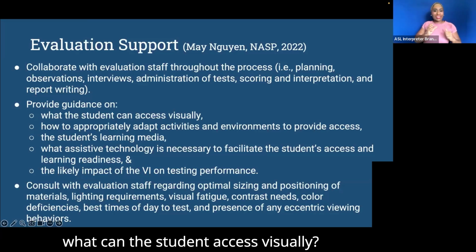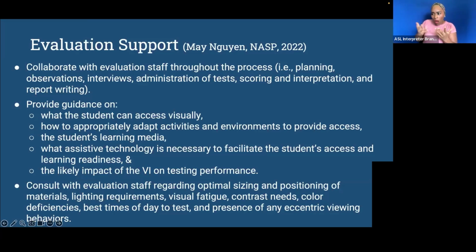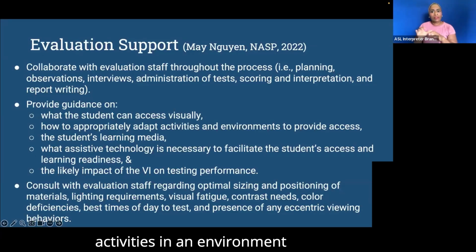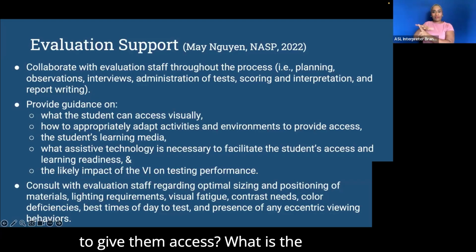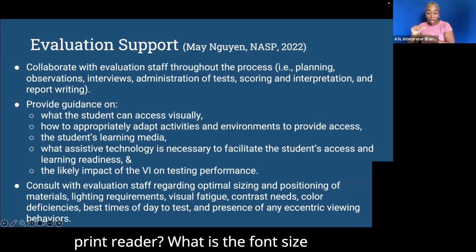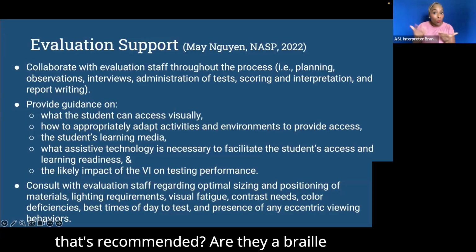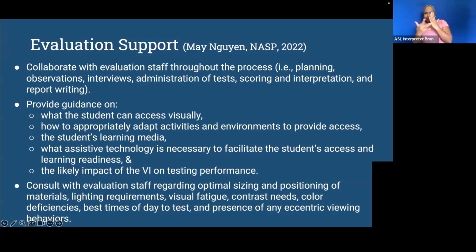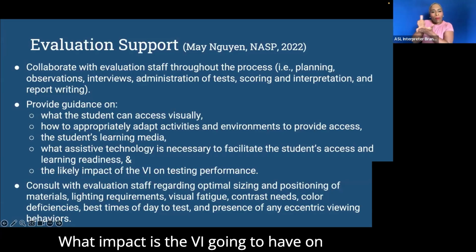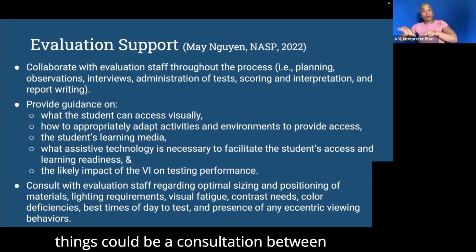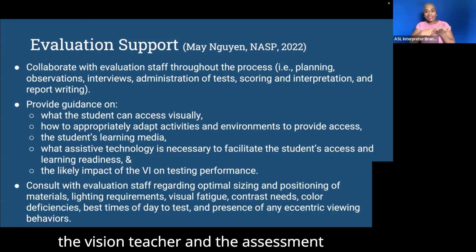The vision teacher needs to be right there alongside our assessment personnel through the whole process, providing guidance on what can the student access visually? What is the functional vision like? How do they appropriately adapt activities and an environment to give them access? What is the student's learning media? Are they a print reader? What is the font size that's recommended? Are they a braille reader? Do they require assistive technology to be able to access print? What impact is the VI going to have on their testing performance? All of these things could be a consultation between the vision teacher and the assessment staff.